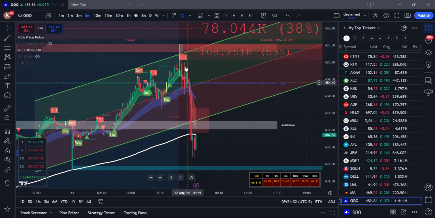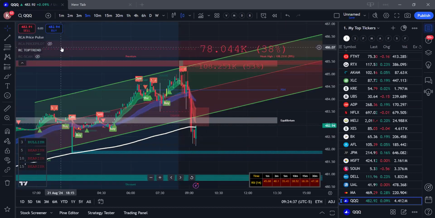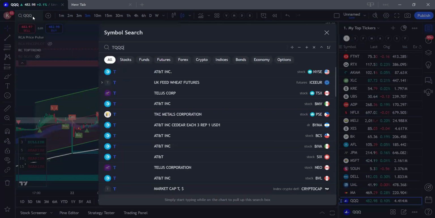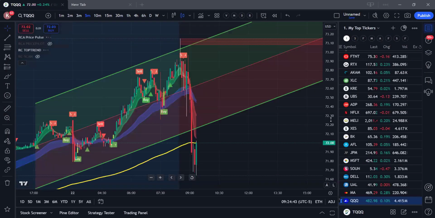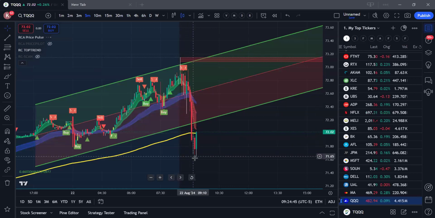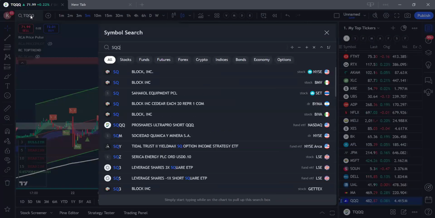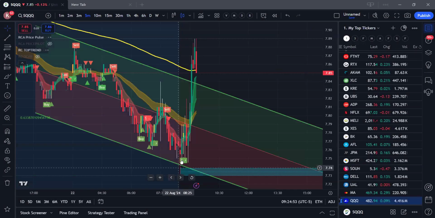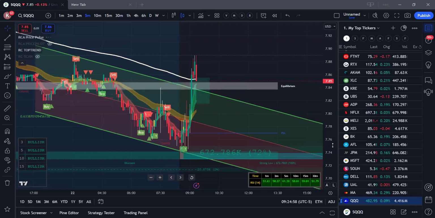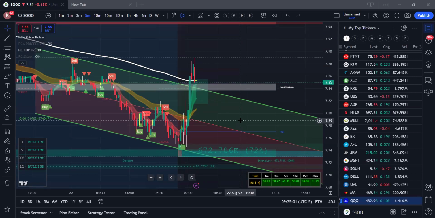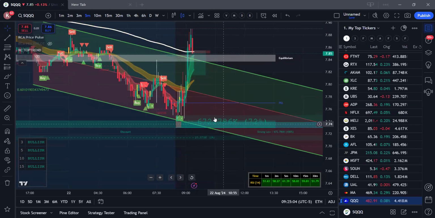QQQ came all the way down, trying to bounce up. If QQQ moves, then the same thing will happen with TQQ. You can see TQQ came all the way down, trying to go up. So SQQ will be the opposite. SQQ went all the way to the top. Now it is trying to come down. You can see there is a 672,000 buy order block here for SQQ. SQQ is like an inverse of TQQ.